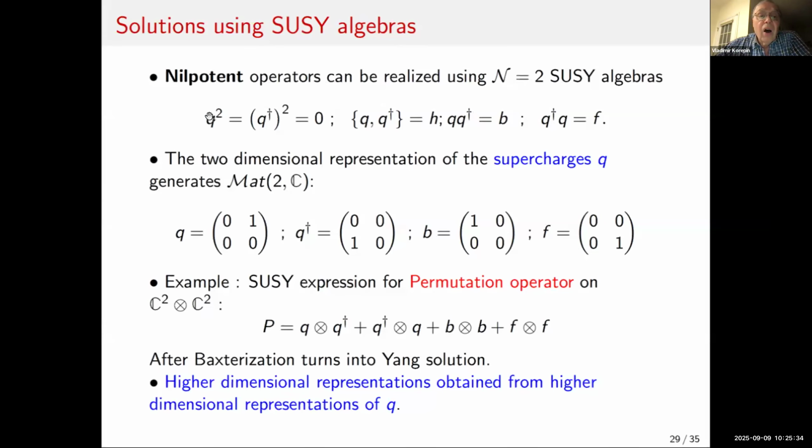On the other hand, I can take high-dimensional matrices. For Q, I can take three-dimensional or four-dimensional matrices. Of course, there are a lot of nilpotent matrices in high dimension. And then this formula will give a new solution of the Yang-Baxter equation. The way I wrote it doesn't depend on the spectral parameter, but I can use Baxterization and get some new solutions of Yang-Baxter with a spectral parameter.